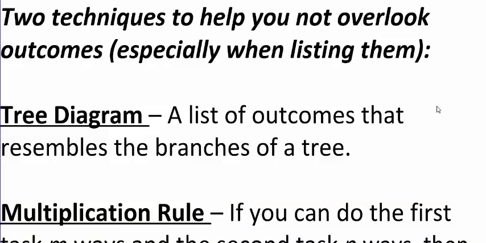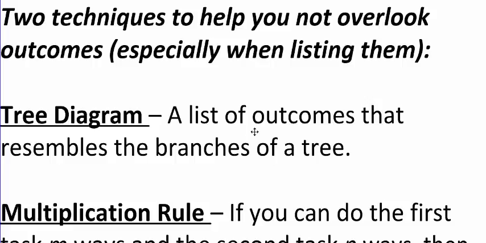Here are two techniques to help you list all the possible outcomes when you're trying to get into your sample space. It's very easy to overlook outcomes, especially if you have lots of them to look at. When it's just flipping a coin twice, that's a pretty short list, and so it's usually not too hard. But when you start adding 3 coins or 4 coins, it's a little more of a challenge. One way to help you identify how many different outcomes there are and what those outcomes are is by using a tree diagram. A tree diagram is a list of outcomes that resembles the branches of a tree.